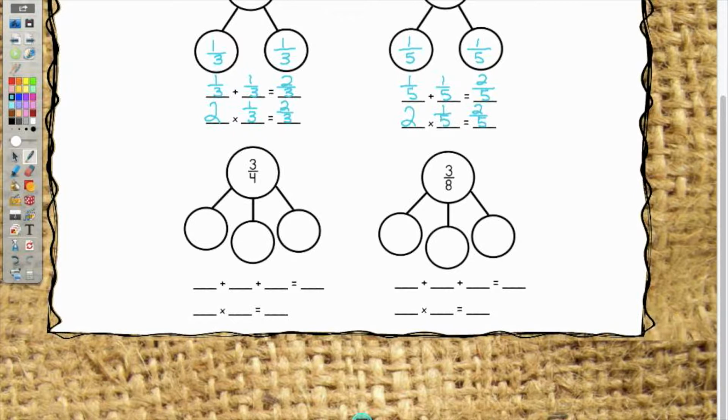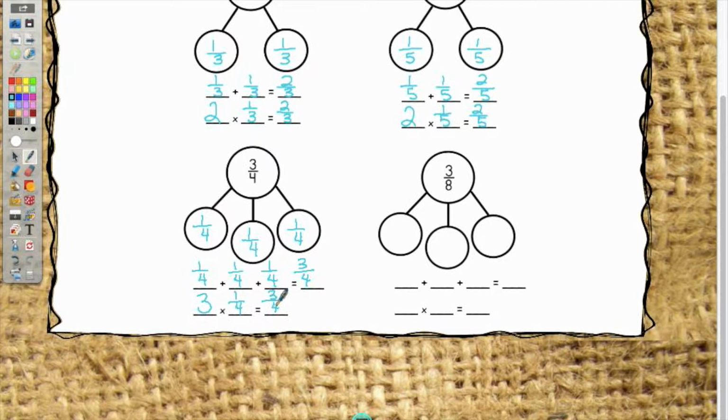Jesus? 1/4. Good. Did you want me to write that 3 times? Yeah. Okay. What goes here? 1/4. 3/4 is your answer. Okay. What about the multiplication sentence, Jesus? 3 times 1/4, or 3 copies of 1/4 equals 3/4. Okay, all right.